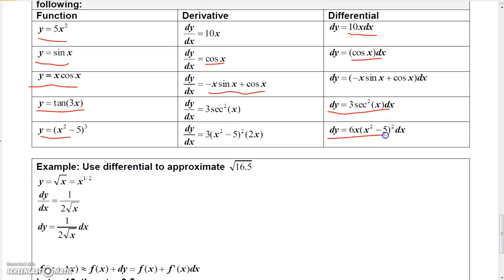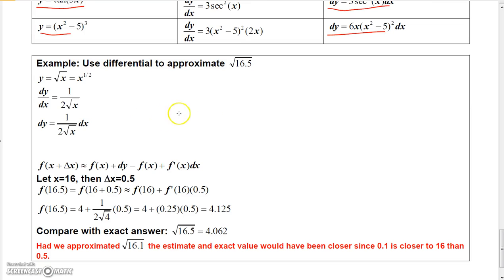Now, the last thing I want to show you is how you can use differentials to approximate an example, like the square root of 16.5. We know 16.5 is the same as 16 plus 0.5. This function is a square root function, so let's get its derivative. The derivative of x to the 1/2 would be 1 over 2 square root of x. So the differential dy would be the derivative with respect to x times dx, which is this.